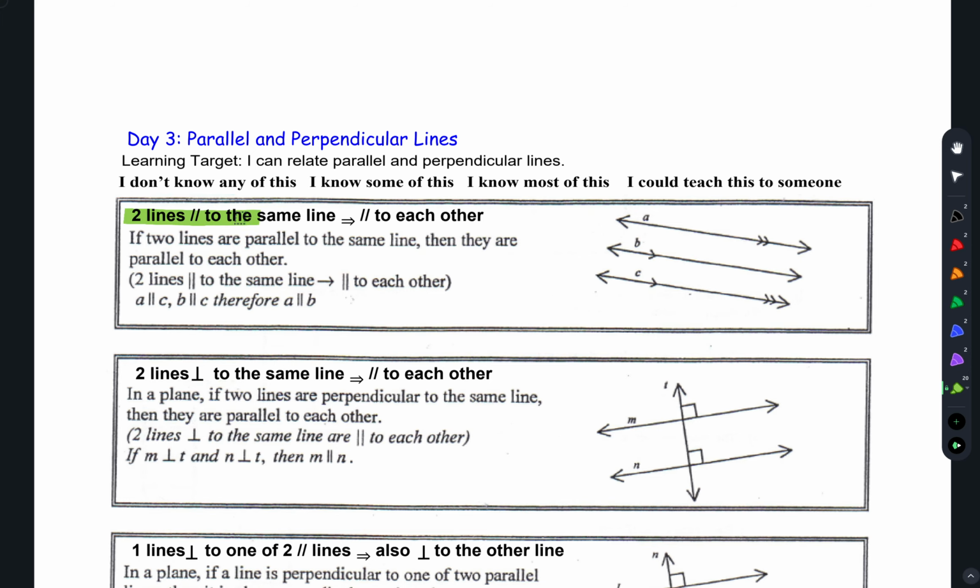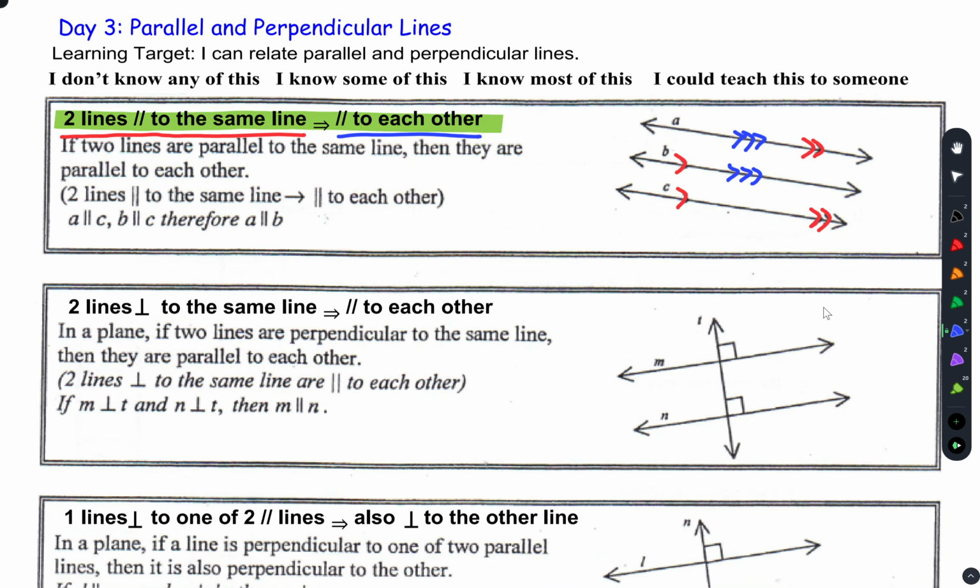The first one is 2 lines that are parallel to the same line are parallel to each other. I'm going to color code my hypothesis and my conclusion here. So it says if 2 lines are parallel to the same line, so I have B parallel to C and I have A parallel to C, then, in conclusion, they are parallel to each other. A must be parallel to B, in conclusion. And we kind of get that. That makes sense to us, right? It's just a big, long way of saying that.